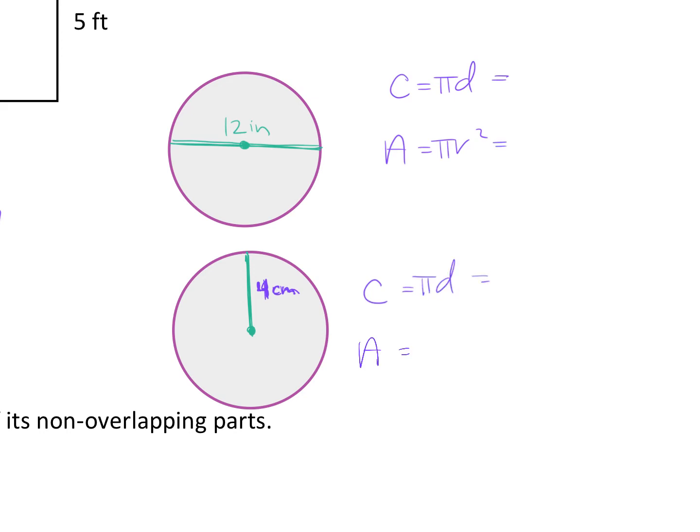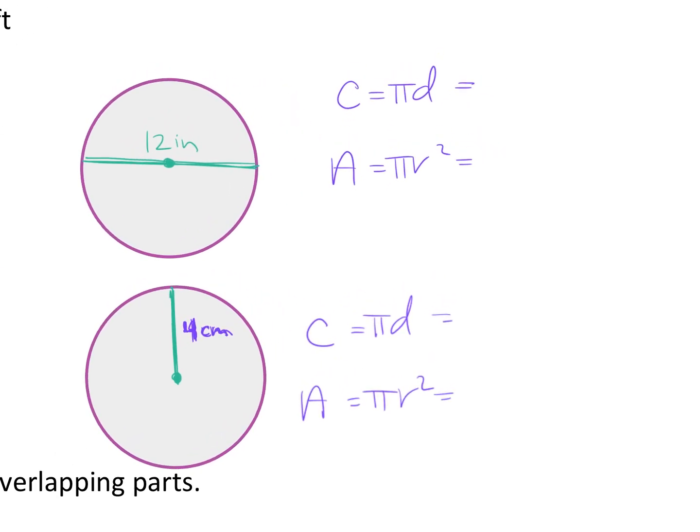Pi d. Pi r squared. Okay, listen. So on this top one, do you have a radius or a diameter currently? A diameter. This is a diameter when it goes all the way across. So when we do pi d, it's pi times what? 12. 12, right. So this is just 12 pi inches, okay? Pi 12 I wouldn't mark you wrong for either, but we usually put the numeral in front of the pi.